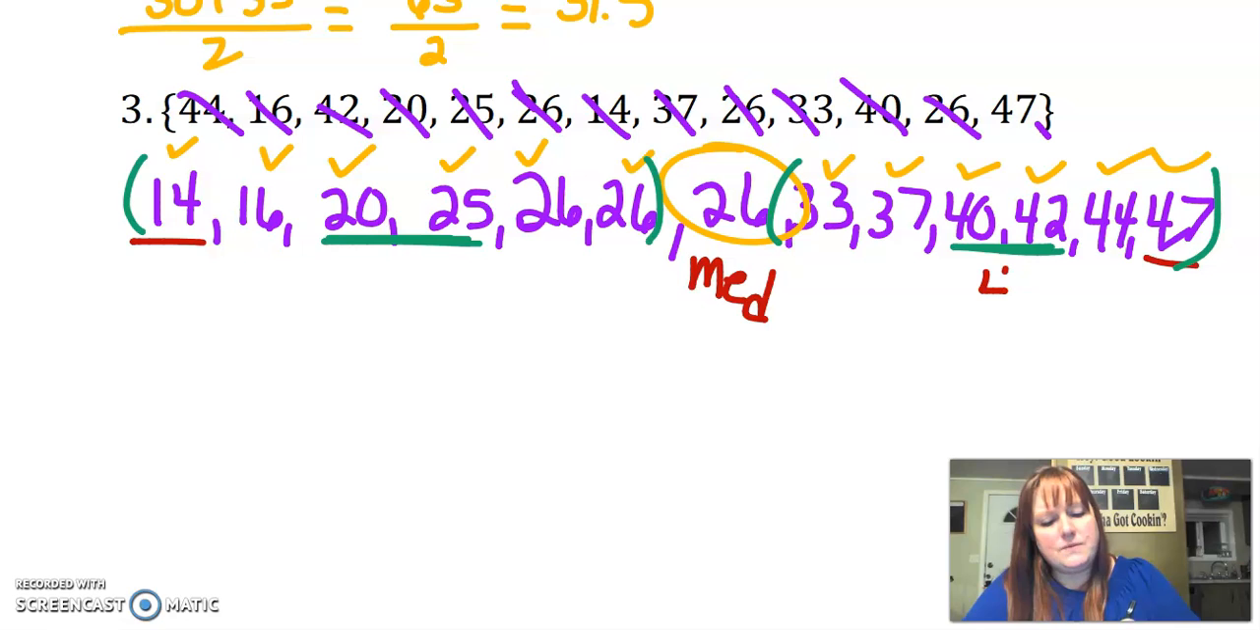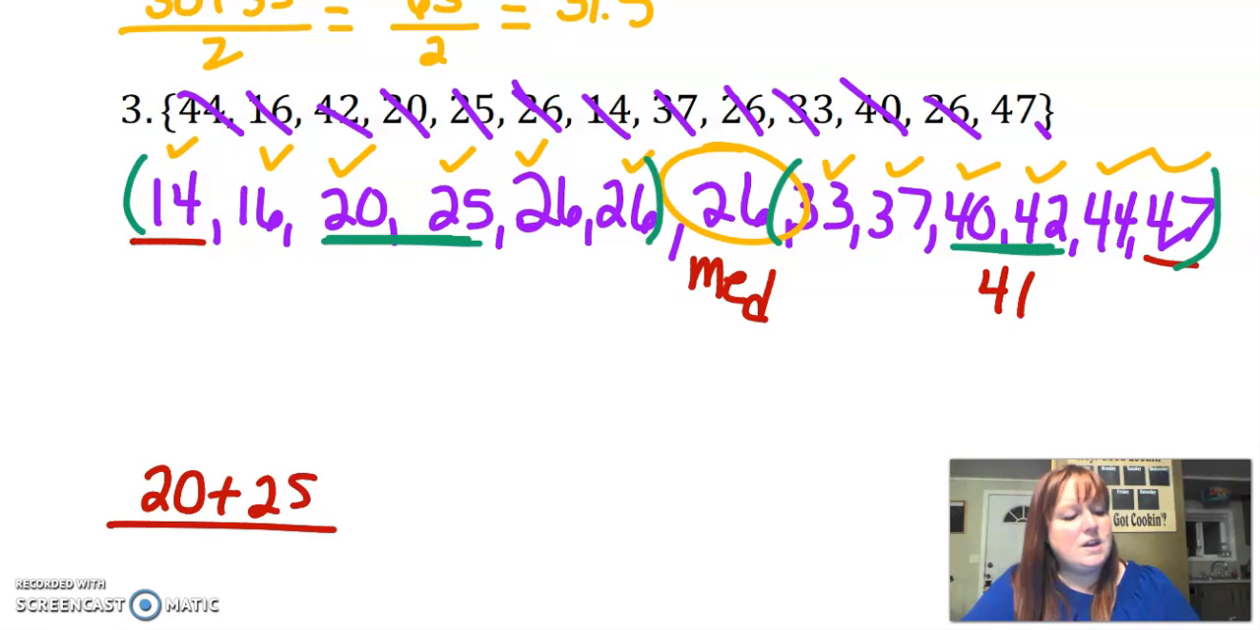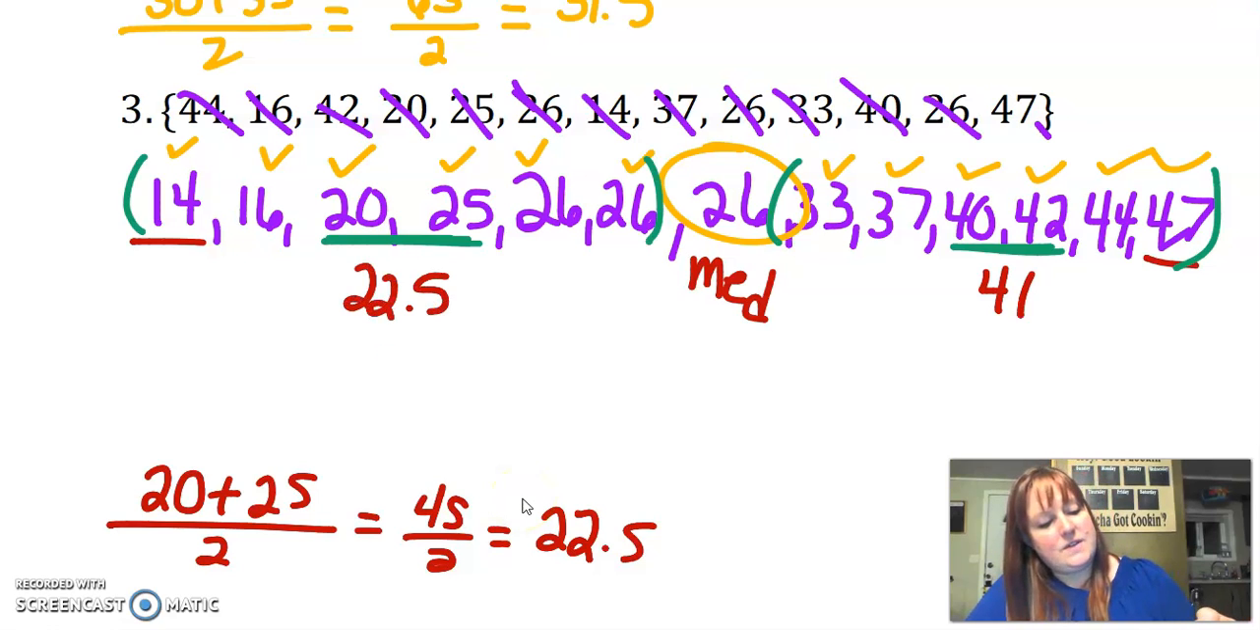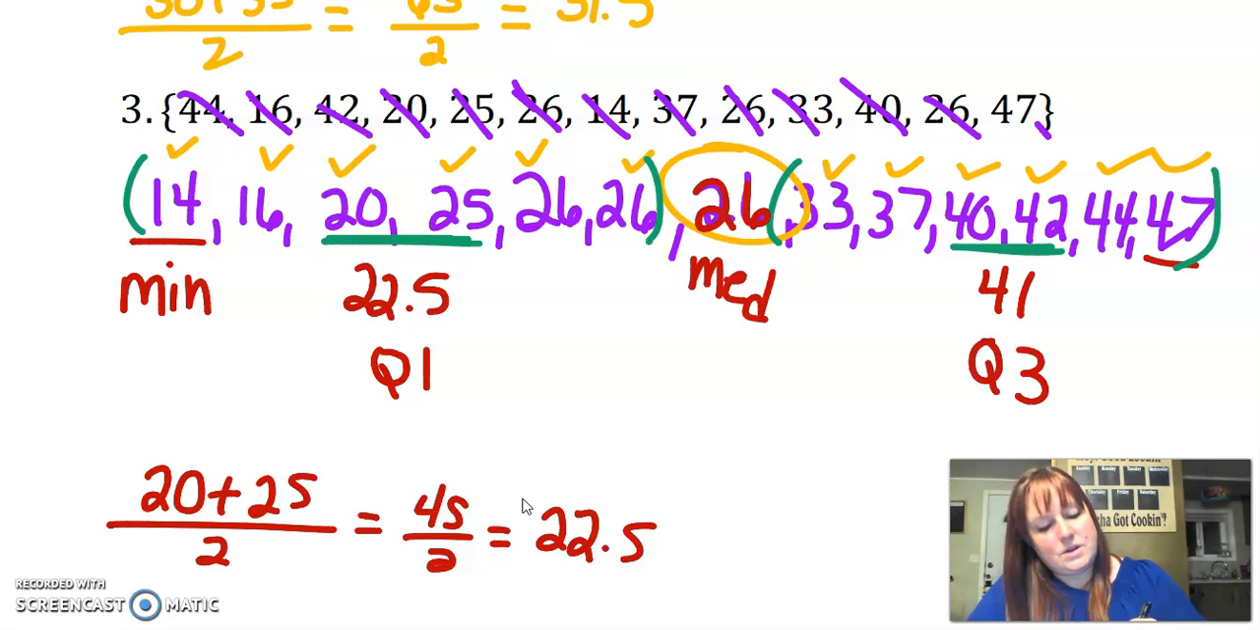This one might be a little more obvious: the number directly in between those two is 41. And this one hopefully is not terrible for you, but 20 plus 25 divided by 2 is 45 divided by 2, which hopefully you can recognize as 22.5, because if you think about it, what's halfway in between 20 and 25? Well, it'd be 22.5, right? Because halfway between 0 and 5 is 2.5. So 22.5 is our quartile 1. 26 is our median. This is our min, this is our quartile 3, and there's our max.